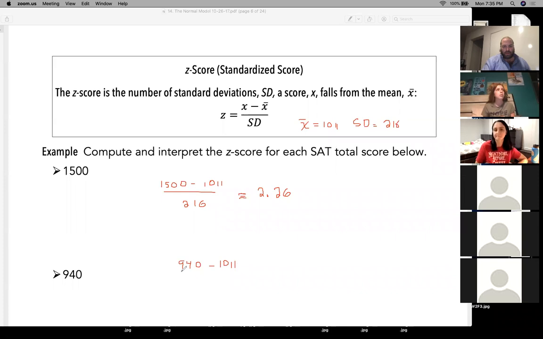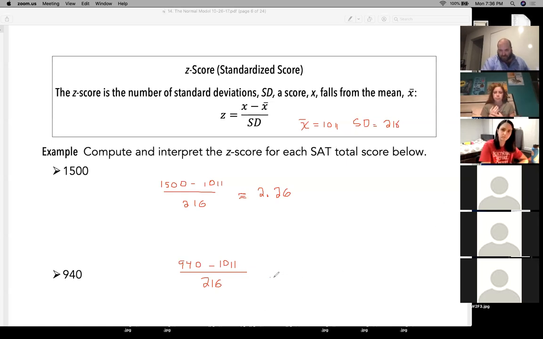Wait, Professor. For the 1,500, would we say like 2.25? Well, you want to be as exact as possible. I would say it's a little more than 2.25. Should we use fractions or decimals? In this case, you want to use decimals. On a test, same thing. I really don't care one way or the other, but I personally use decimals.